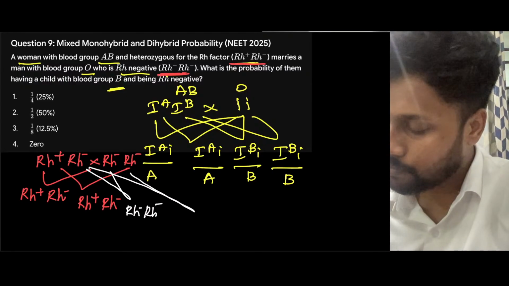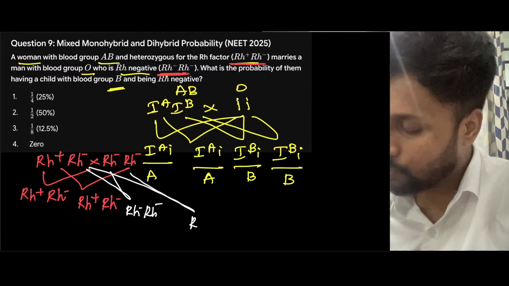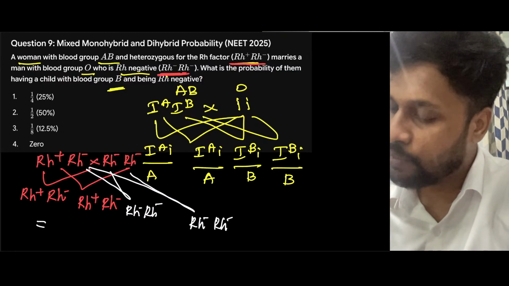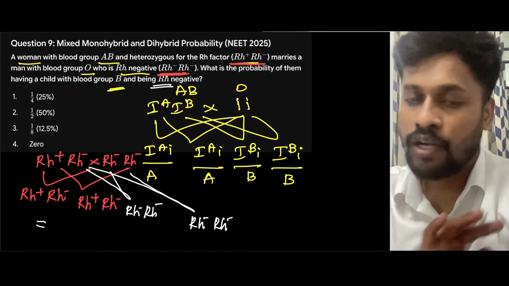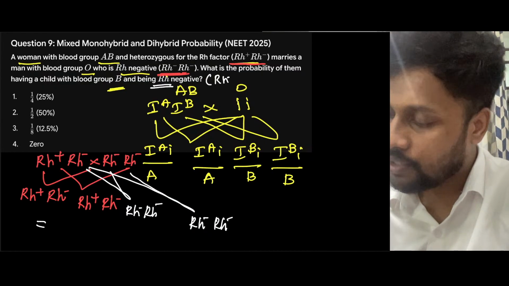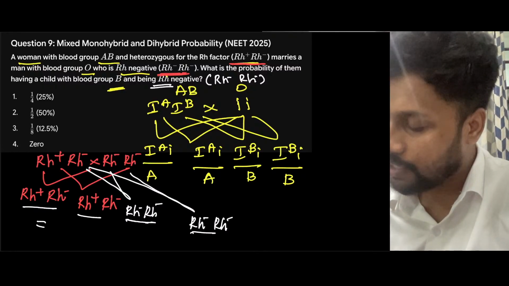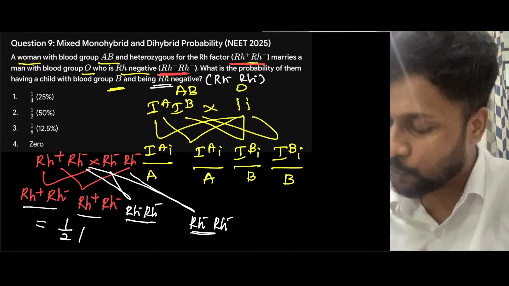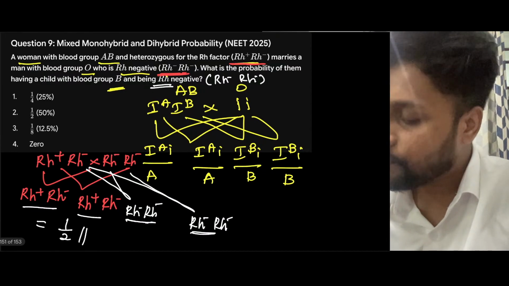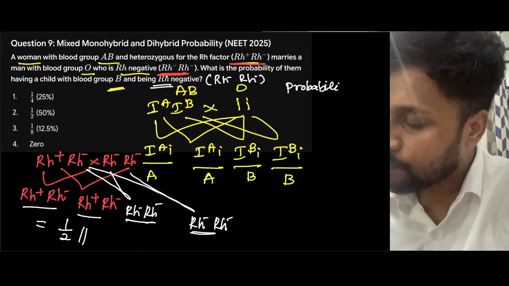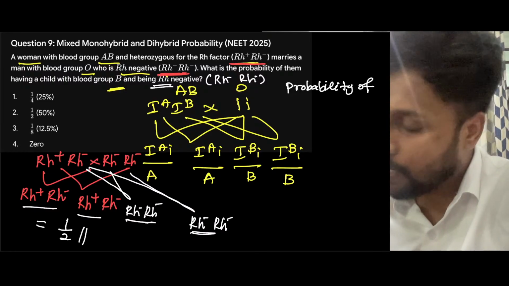Now, RH negative. Now you see the probability. How many of them are RH negative? This is RH negative, this is RH negative, which means 2 by 4, which means 1 by 2. See, the probability of RH negative is equal to 1 by 2.